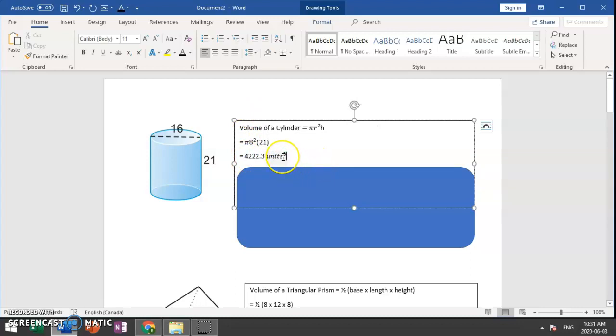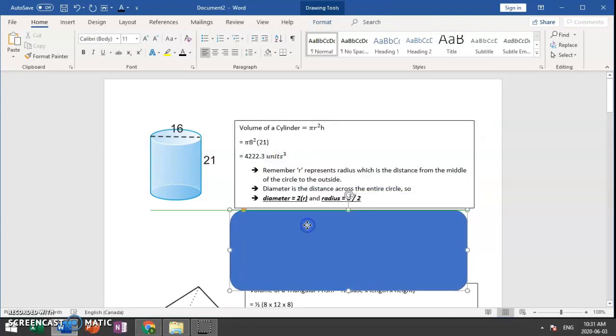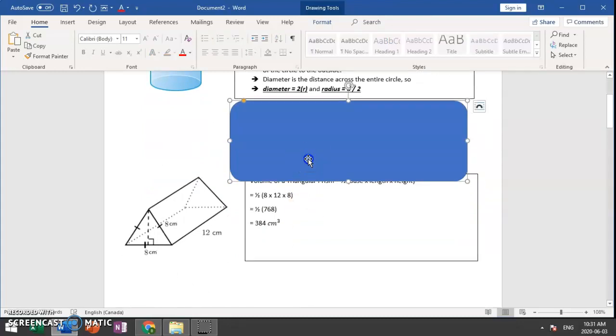I put units because we don't know if it's meters or centimeters or whatever. And volume is always cubed, right? Area is squared, volume is cubed. Simple enough. Cool. Moving on to the next shape.